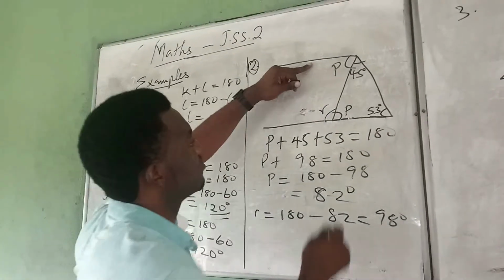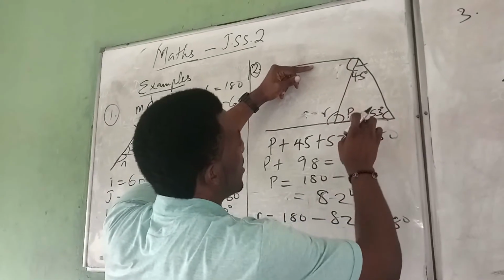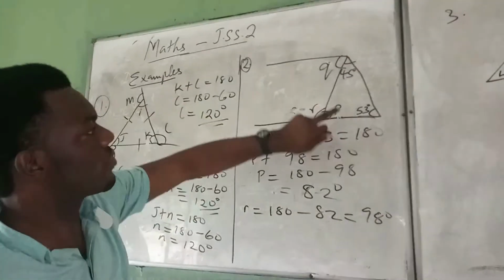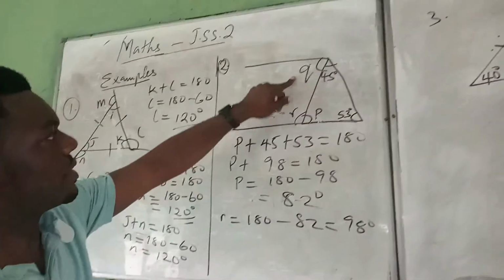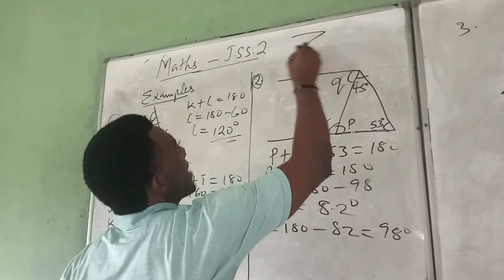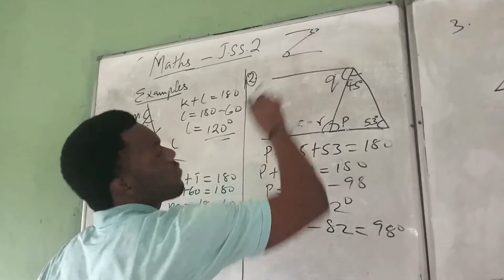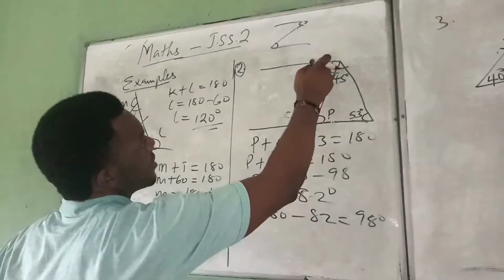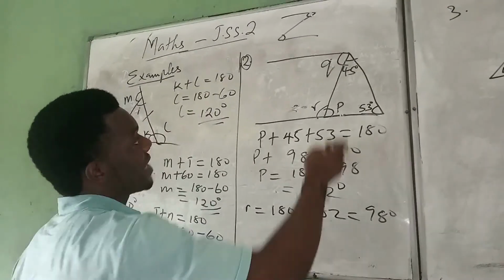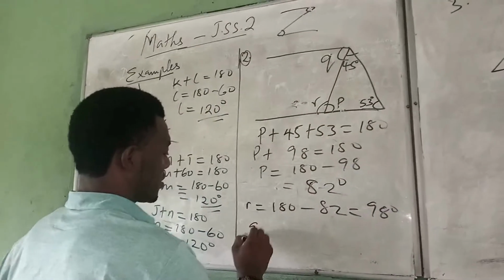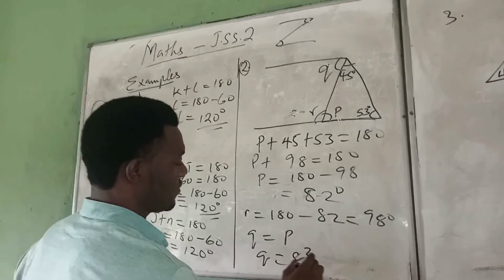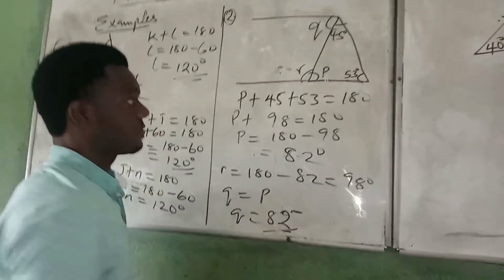Remaining, let's say this is supposed to be Q. So this is P, this is Q. So how do we get Q? Now, looking at this, you see the Z shape, and you remember Z shapes are equal. Alternate angles are equal. So Q is alternate to P, and if Q is alternate to P, it means that Q is equal to P. And what is our P? Therefore, our P is 82. Q is equal to 82 degrees. So that is for this.